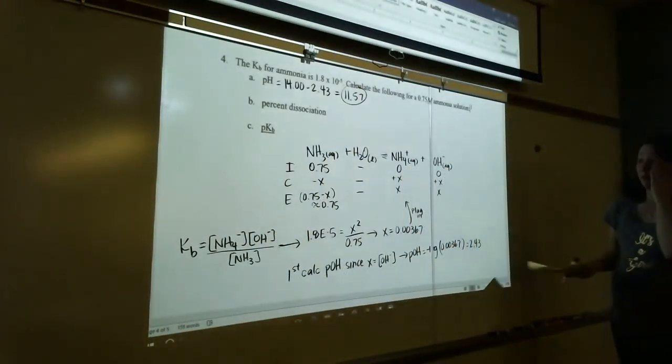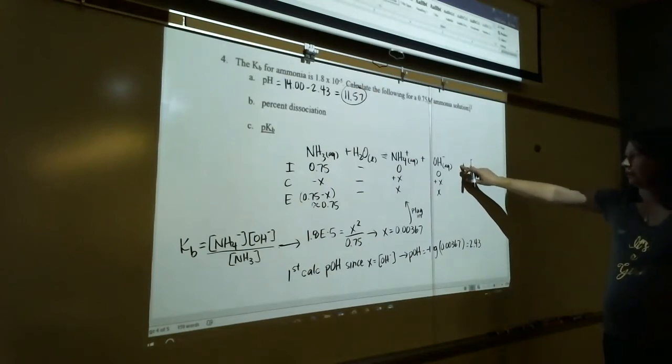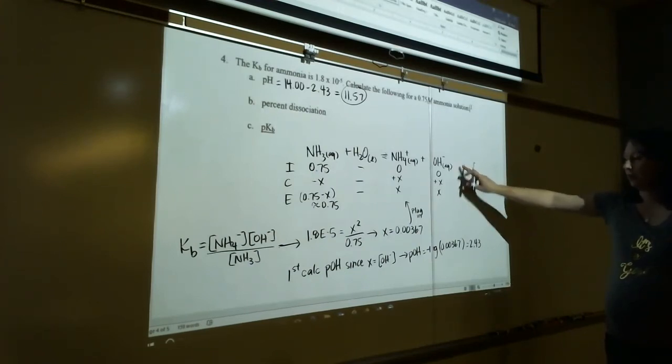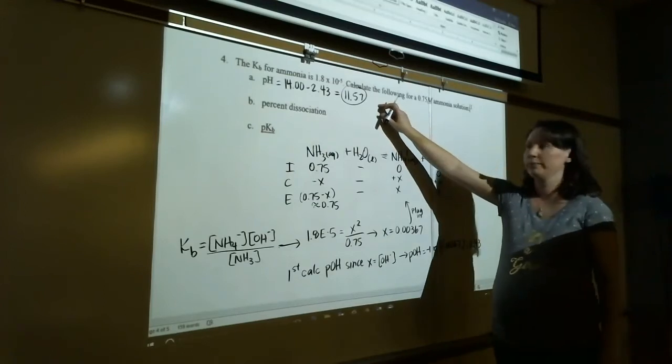Do we see why we have to do pOH first? Right? Because we don't have H3O plus in the base. We only have hydroxide. We don't have hydronium. So we have to calculate hydroxide concentration, which gives us pOH, which we can then convert into a pH.